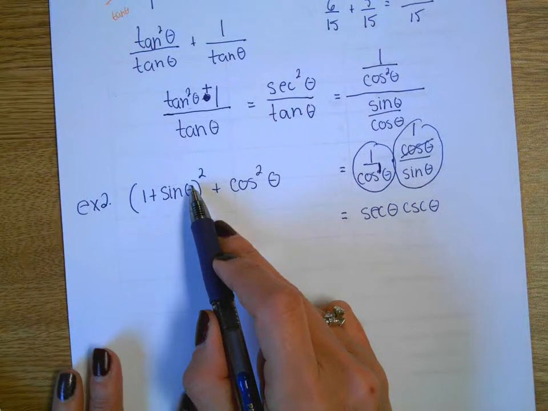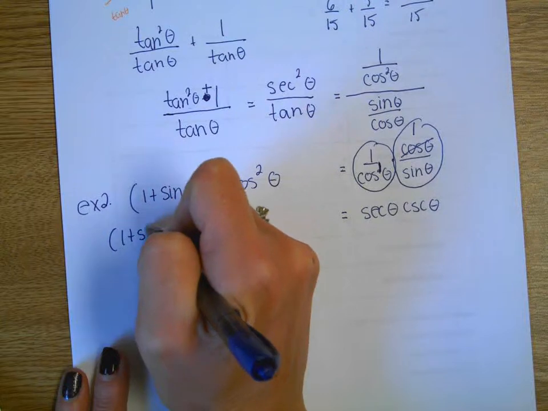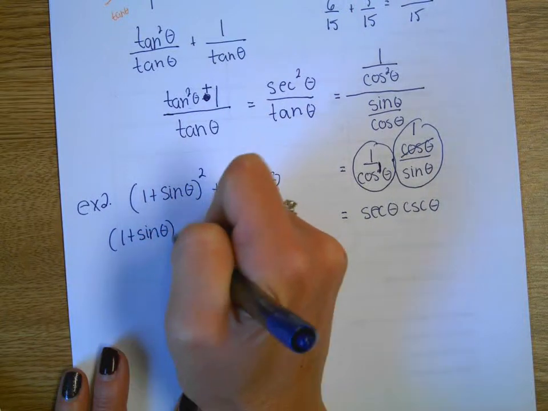You FOIL. Multiply it by itself. Lots of algebra here.